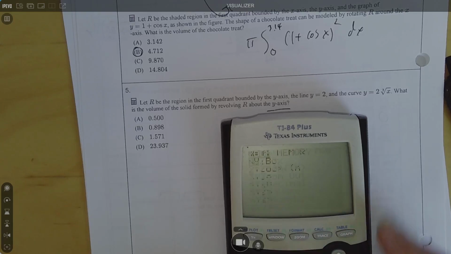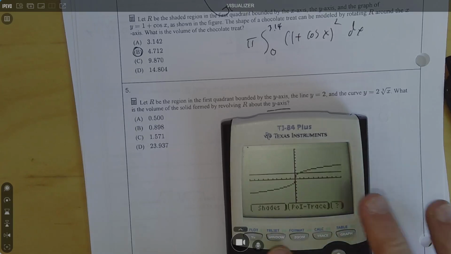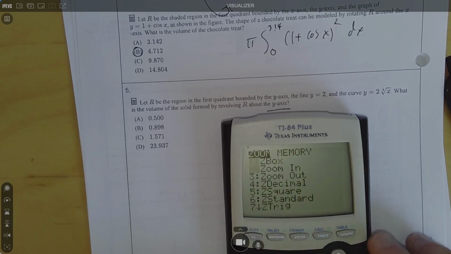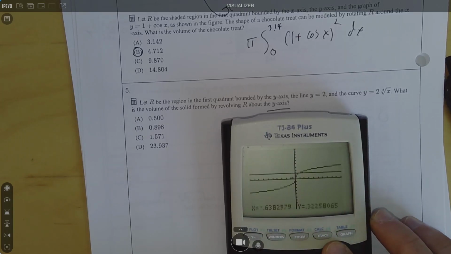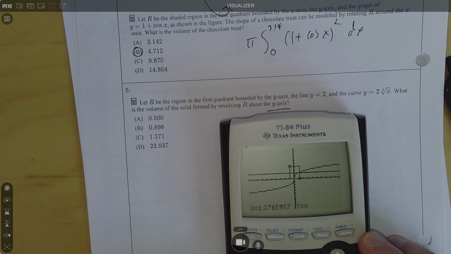Let's see what this looks like. We'll zoom 6 it. It's always good to start with zoom 6. Oop, okay, it's really horrible. Let's zoom in on that. Zoom box. Can't see that at all. Let's go like that.